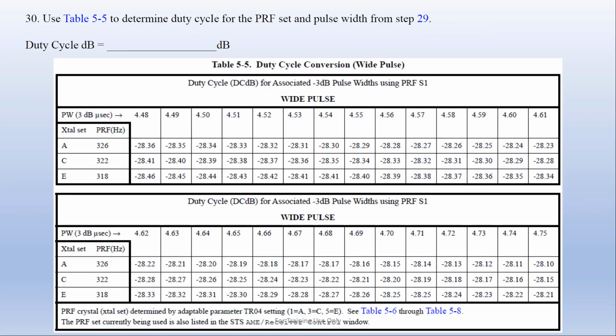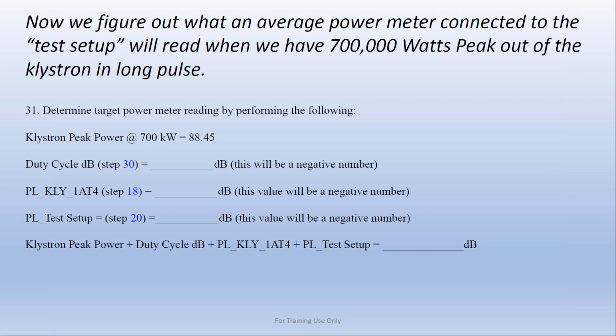At this point, we need to determine the duty cycle for long pulse with the pulse width we just measured. Use table 5.5 and the pulse width from step 29 to determine your duty cycle in dB. Be aware of the crystal set that you're using on your system. And once you've done that, put it down on step 30 and we move on.